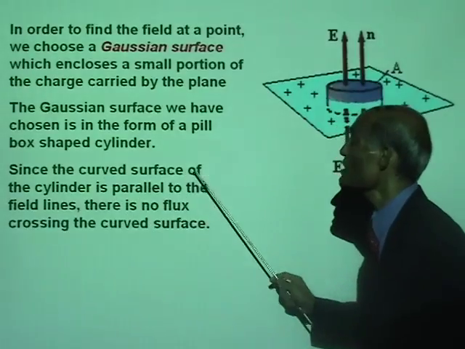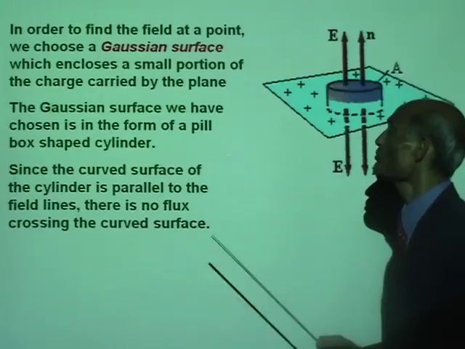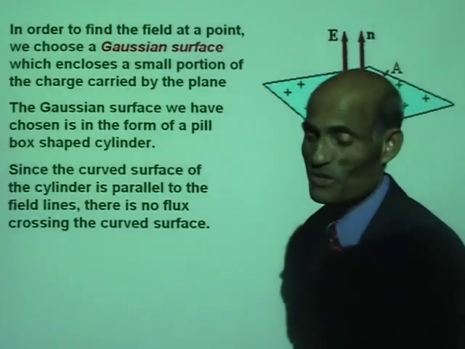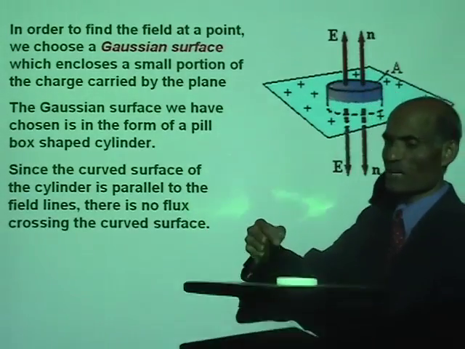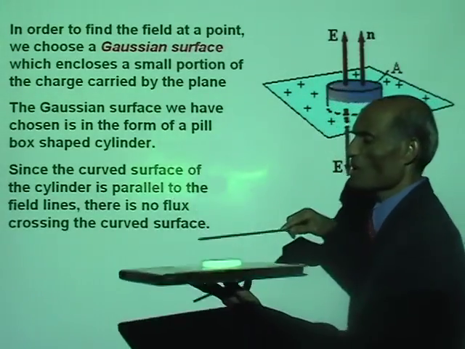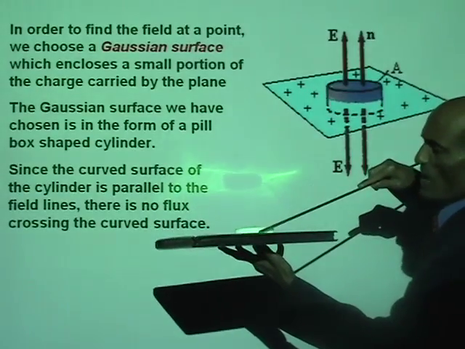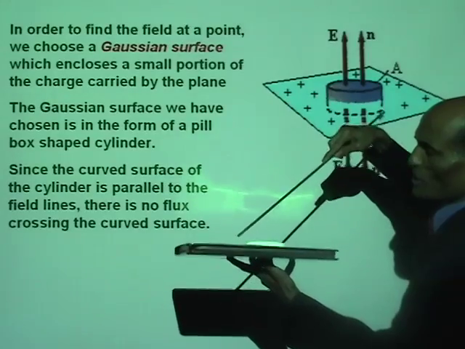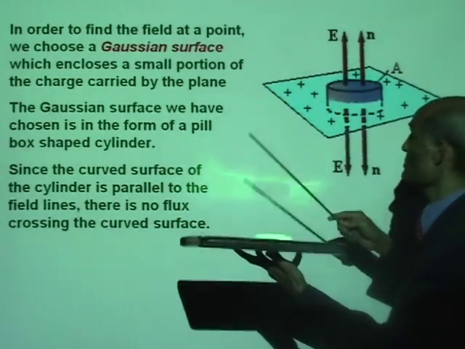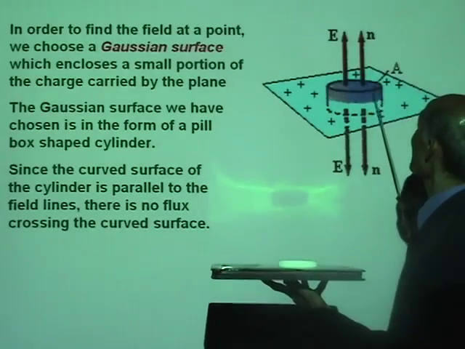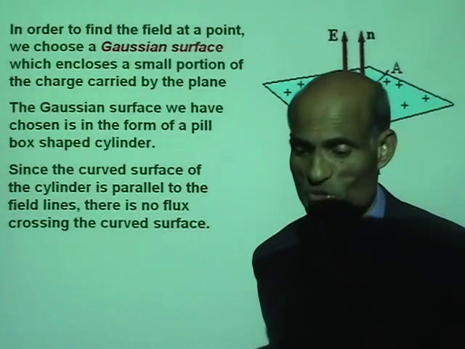The Gaussian surface we have chosen is in the form of a pillbox-shaped cylinder. Since the curved surface of the cylinder is parallel to the field lines, there is no flux crossing the curved surface. What it means is, because the field lines are vertical, upward or downward, there is no flux crossing the curved surface. The flux only crosses the flat surfaces, not the curved surface.